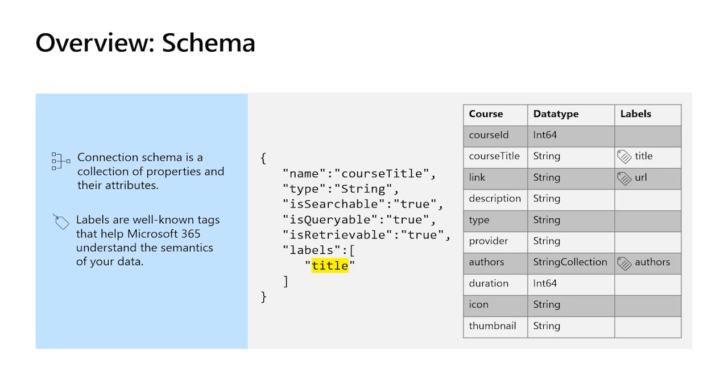Another key aspect of schema design is adding labels. Labels are well-known tags that help Microsoft 365 understand the semantics of your data. No matter what your properties are called in the schema, as long as you are able to add the right set of labels against it, you will be able to enjoy a whole range of benefits ranging from default display templates to a significantly improved search relevance.